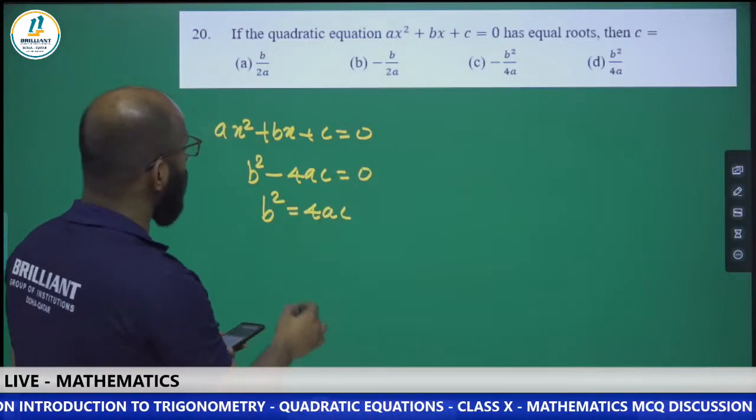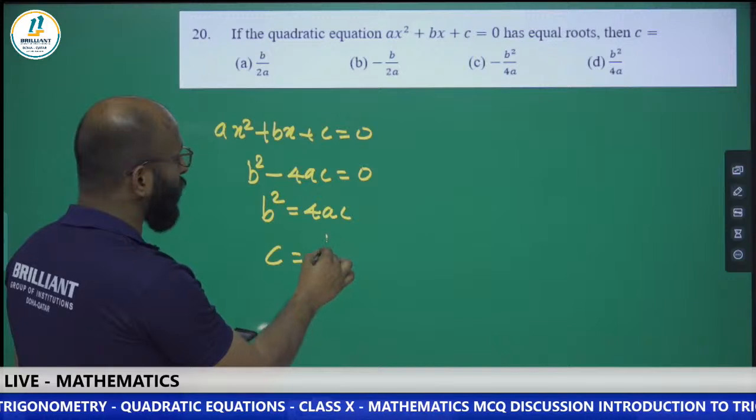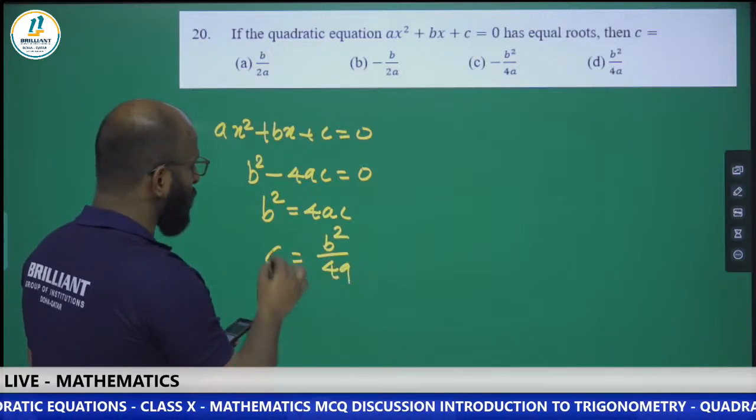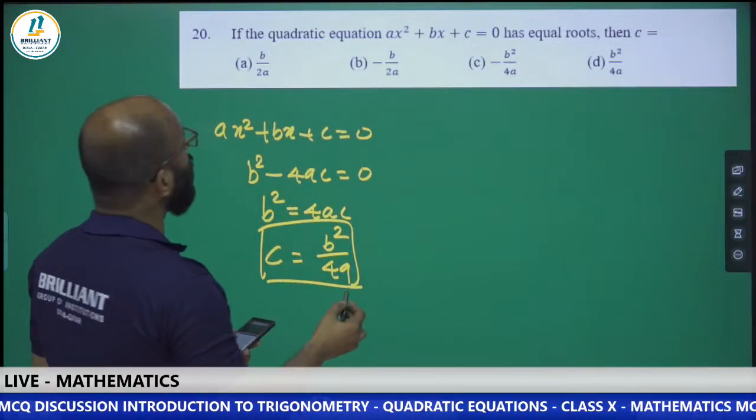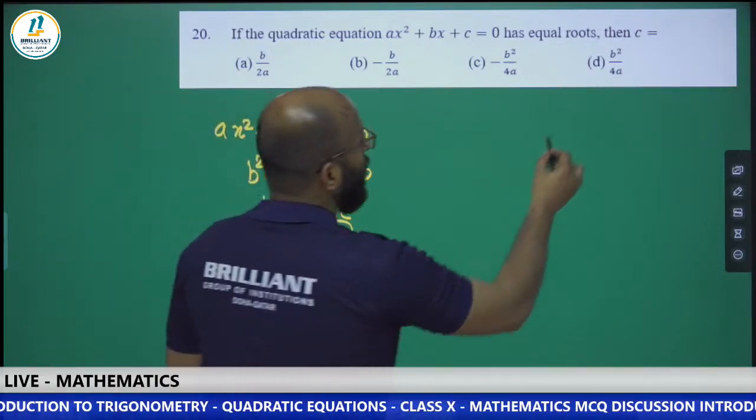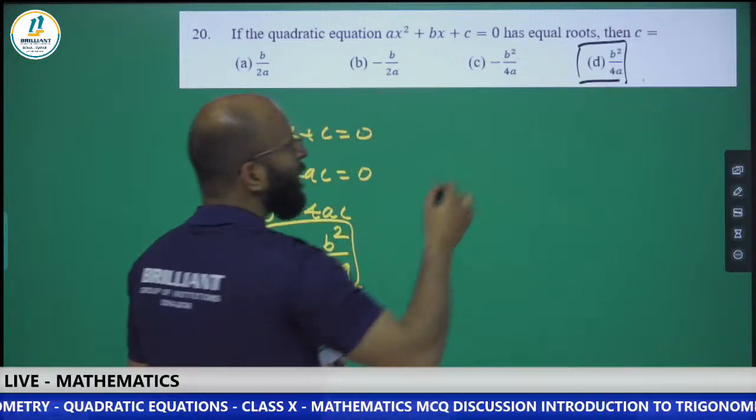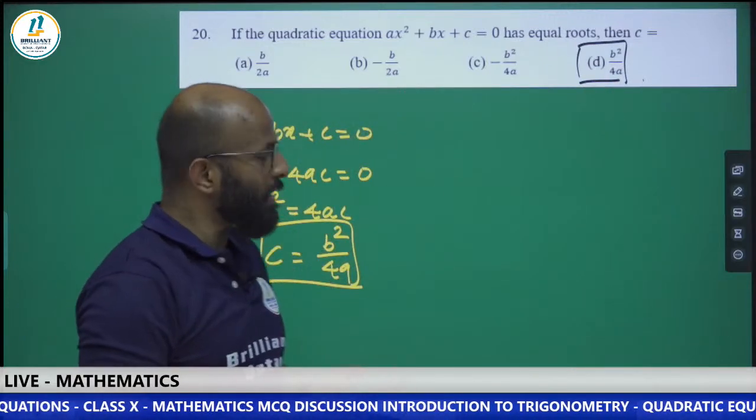So we need to find the value of c. c is equal to b square by 4a. Which option? You can check the options. c is equal to b square by 4a. Option D is the correct answer.